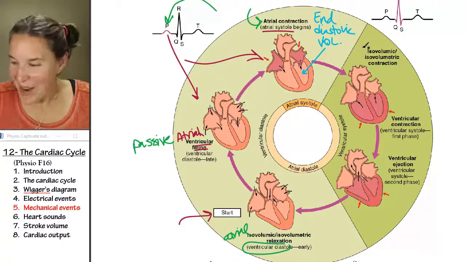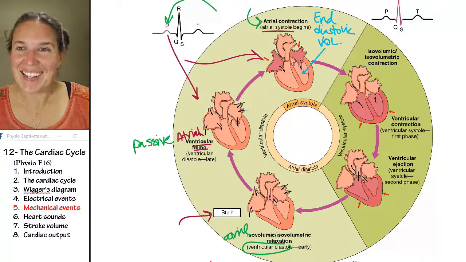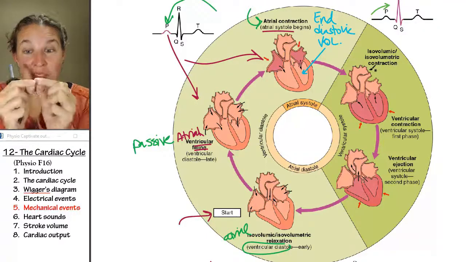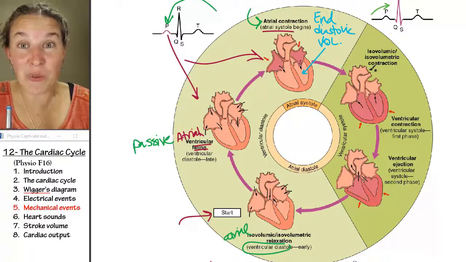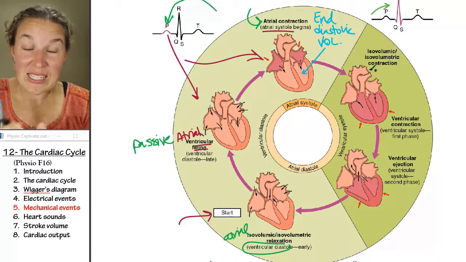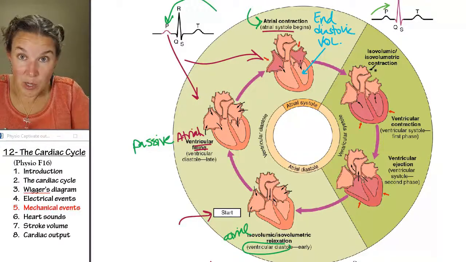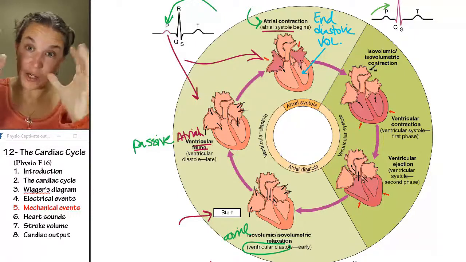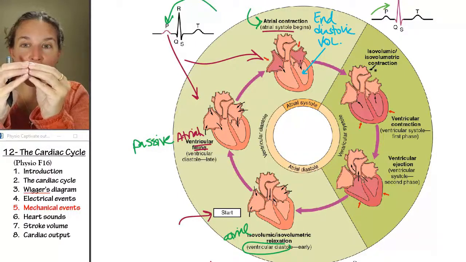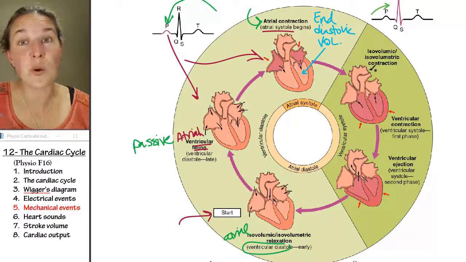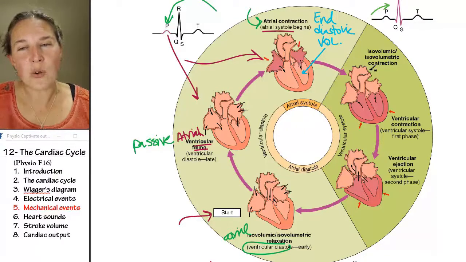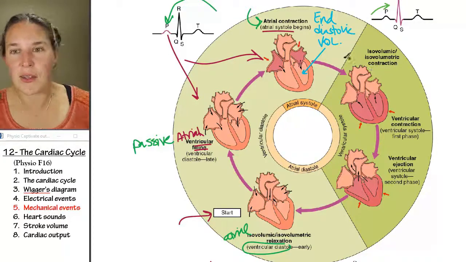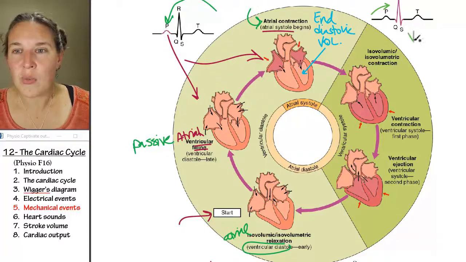And then what happens? We end up with the action potential passing through the AV node into the AV bundle, down the bundle branches, and up the Purkinje fibers, and so the ventricles are starting to depolarize. What is that going to cause to happen? We're going to end up with ventricular systole.